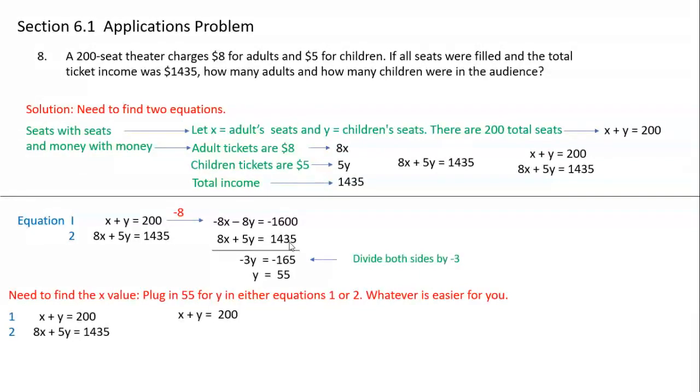Okay, so I'm going to use the first equation, x plus y, to get my x value. Again, y is 55. So let's replace it. To solve for x, all I have to do is subtract 55 on both sides. And when I do that, I get x is equal to 145. And now I've solved this word problem. The number of adult tickets sold was 145, and the number of children tickets sold was 55.